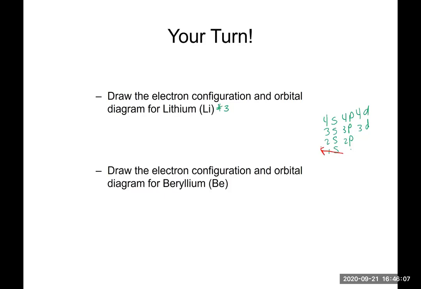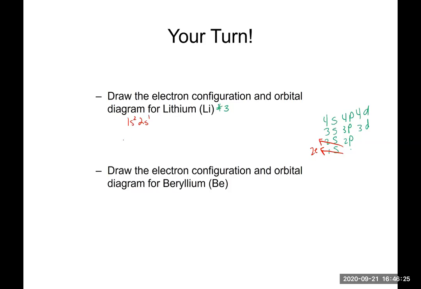If you go through 1s, that's going to give us 2 electrons. We go through 2s, that gives us our 1 other electron. That's a total of 3. And so for lithium, that's going to be 1s2 and 2s1 as our electron configuration.